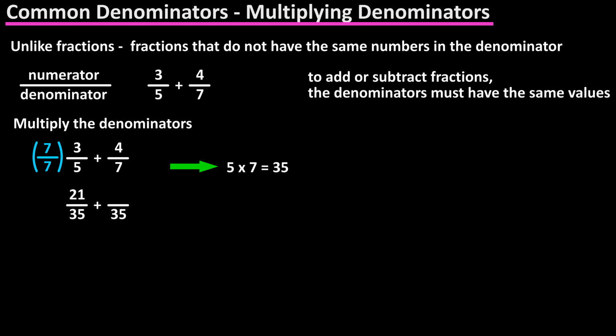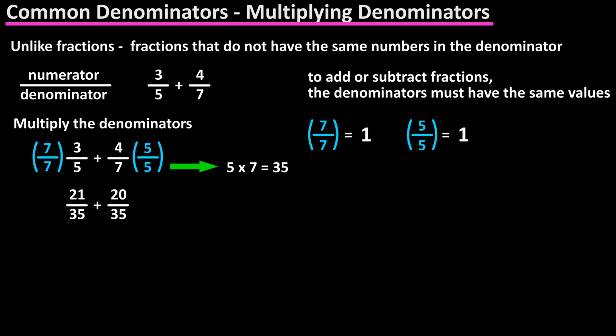For the second fraction, we had to multiply the denominator by 5 to get 35. So again, we must do the same for the top part of the fraction, the numerator, and 4 times 5 equals 20. As a note, all we've done for both of these fractions is multiply each of them by 1. The first fraction by 7 over 7, and the second fraction by 5 over 5. And 7 over 7 and 5 over 5 are both equal to 1.